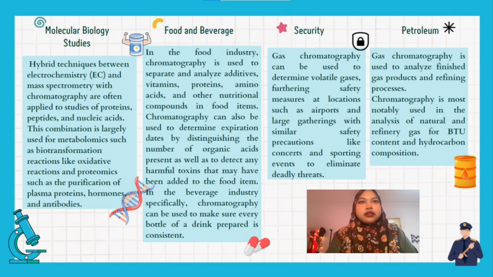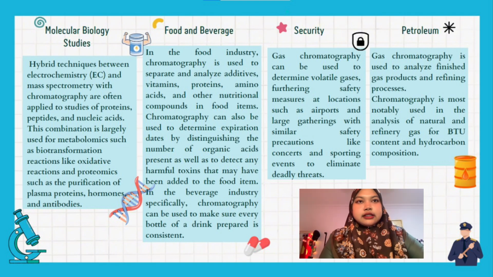Hybrid techniques between electrochemistry (EC) and mass spectrometry with chromatography are often applied to the study of proteins, fatty acids, and nucleic acids. This combination is largely used for metabolomics, such as biotransformation reactions like oxidation, and proteomics, such as the purification of plasma proteins, hormones, and antibodies.